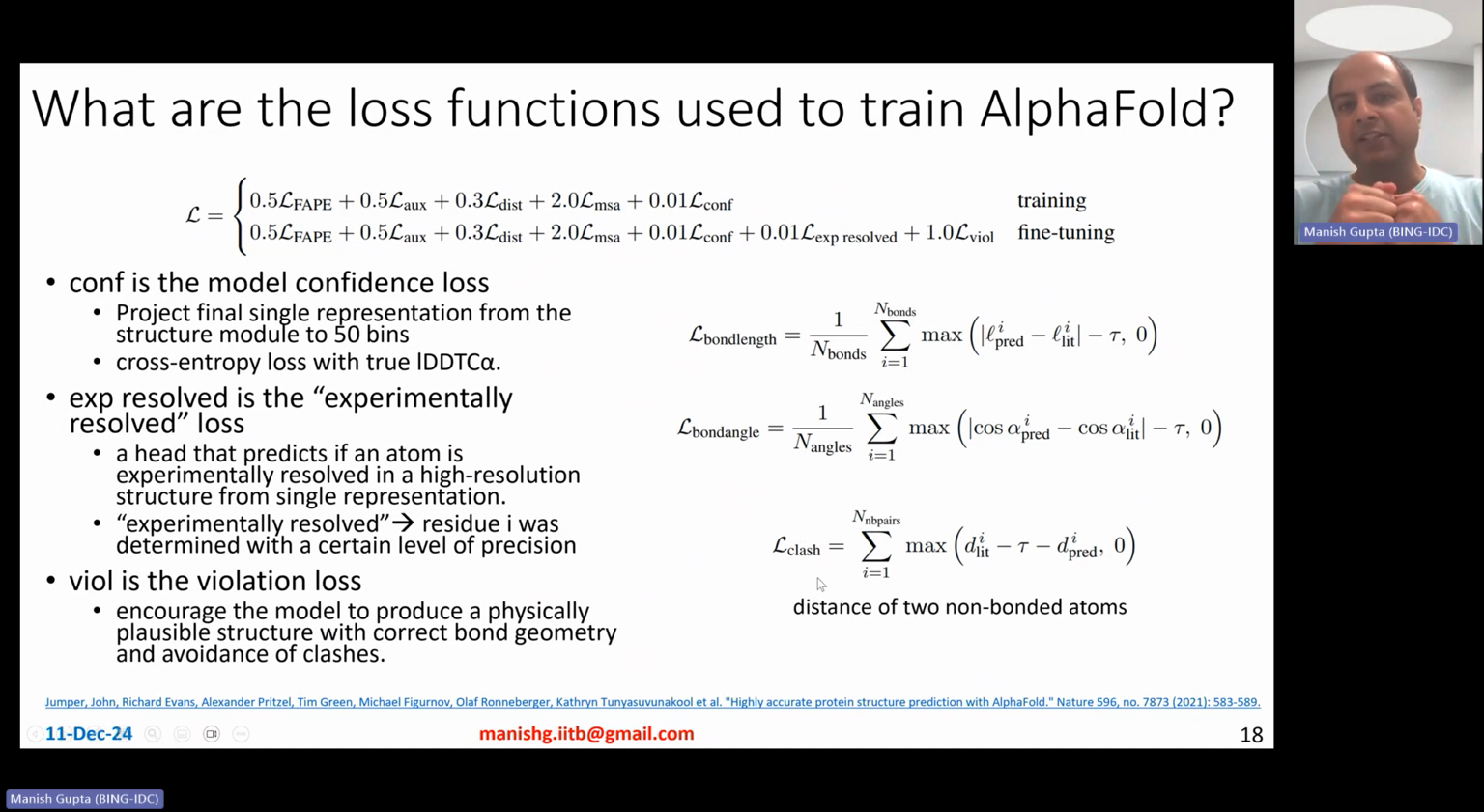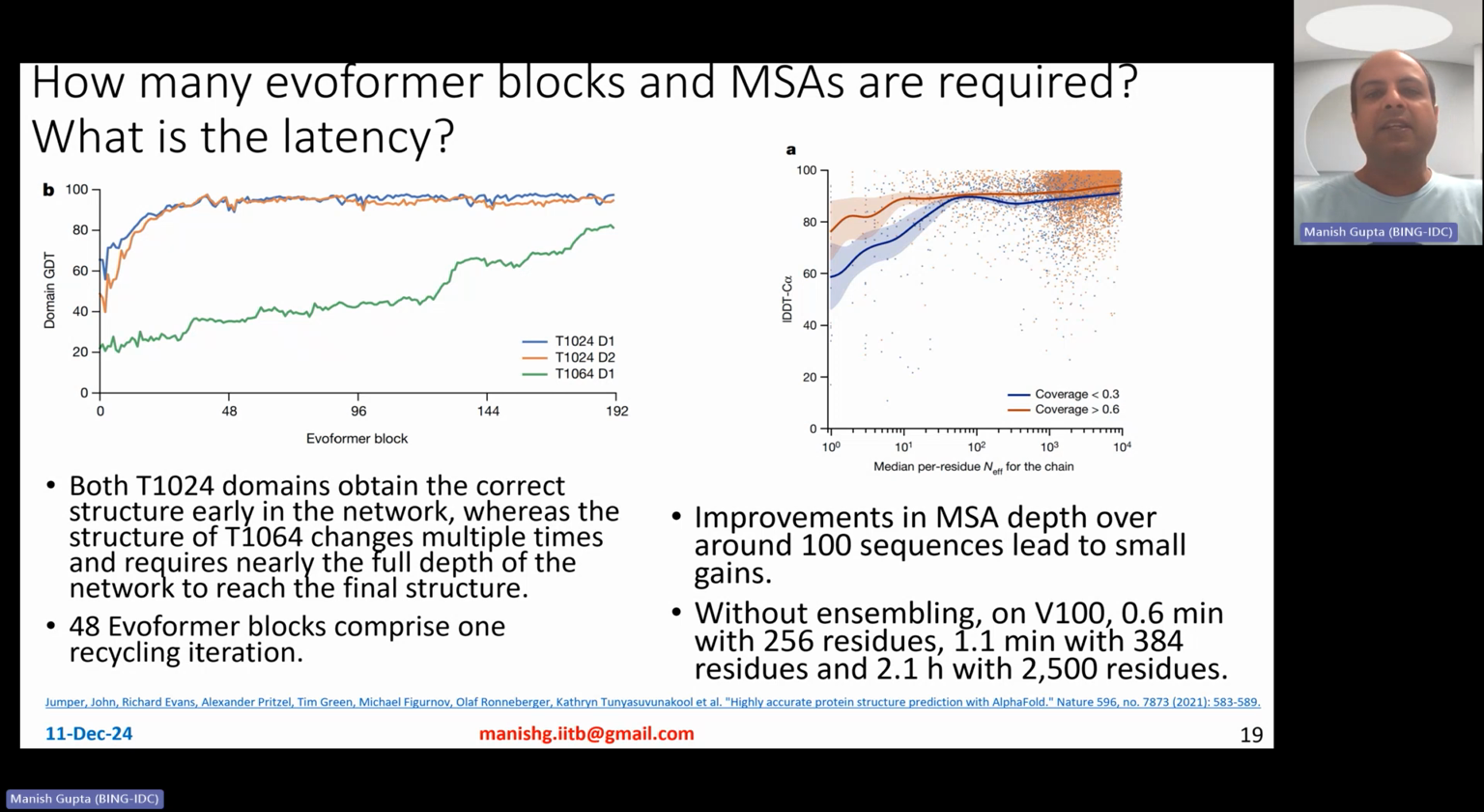You take two non-bonded atoms and you see the distance that is predicted in the predicted structure versus the distance in the actual structure or in the literature, and you check if they are at least this margin away or not. If they're not that margin away, then you count that towards the loss, saying that, hey, they're too close. They're not supposed to be so close to each other. Okay, so that's basically the overall architecture of AlphaFold.